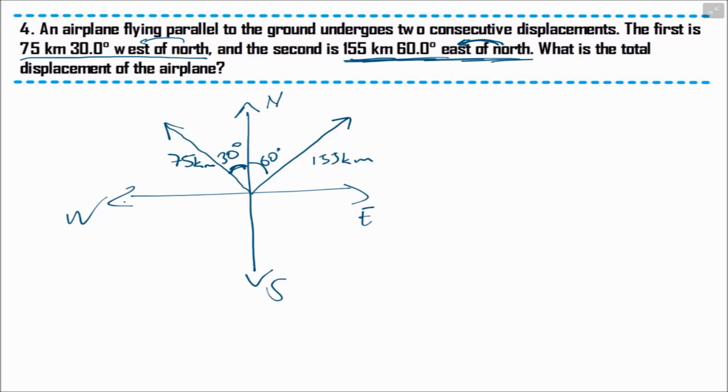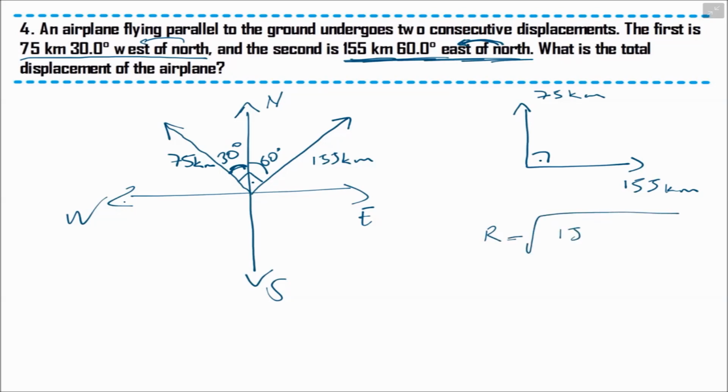As you see, between these two vectors we have 90 degrees. 30 plus 60 is 90, so we can directly use the Pythagorean theorem. It means they become like that: 90 degrees, 155 kilometers, 75 kilometers. So the resultant vector is going to be 155 squared plus 75 squared. Then R will be equal to 172.2 kilometers.